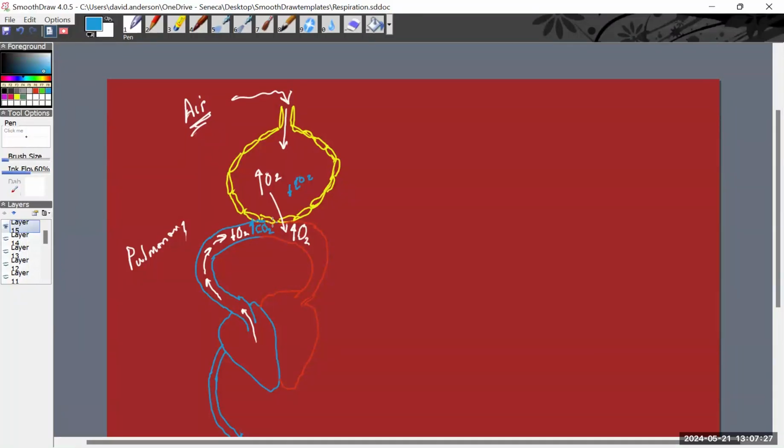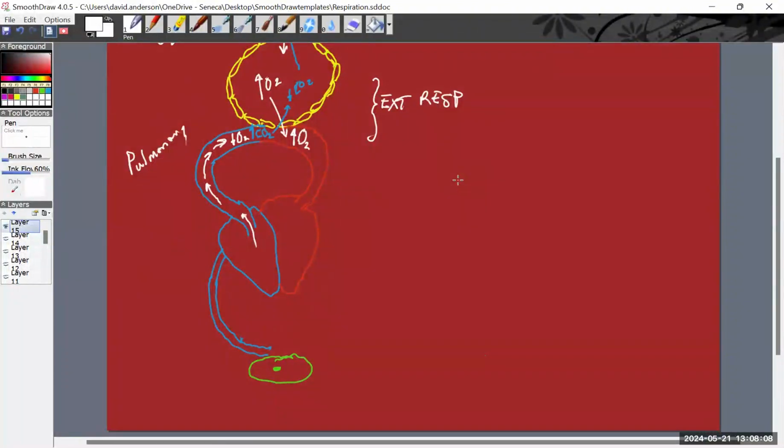And look at where the CO2 went. The CO2 left the blood because it's going from high concentration to low concentration. And then when we breathe out, we're going to expel the CO2. We're trying to bring in the O2, right? So this represents external respiration. We good?